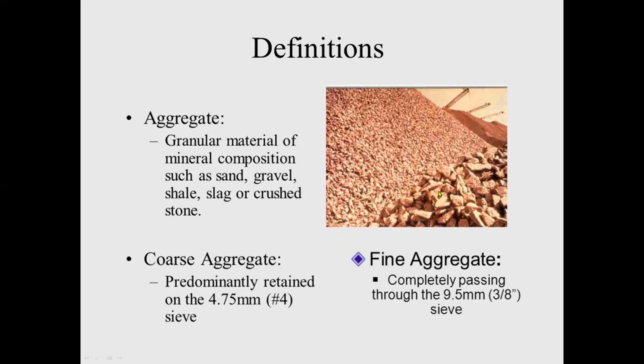Ano ba ang ibig sabihin ng coarse aggregate? Predominantly retained on the 4.75 mm or number 4 size of sieve. Kapag yan ay na-retain sa 4.75, classified as coarse aggregate. Fine aggregate, completely passing through the 9.5 mm or 3/8 inch sieve na size ng ating ginagamit sa sieve analysis.